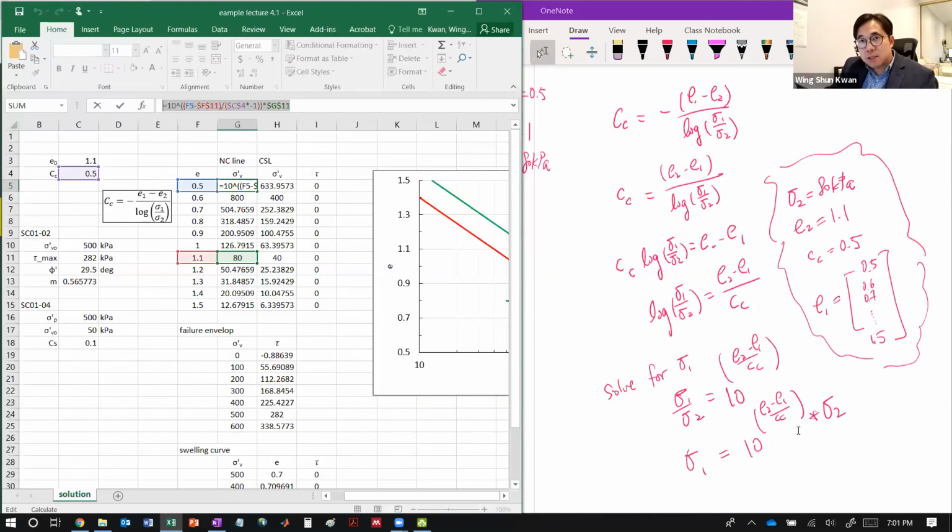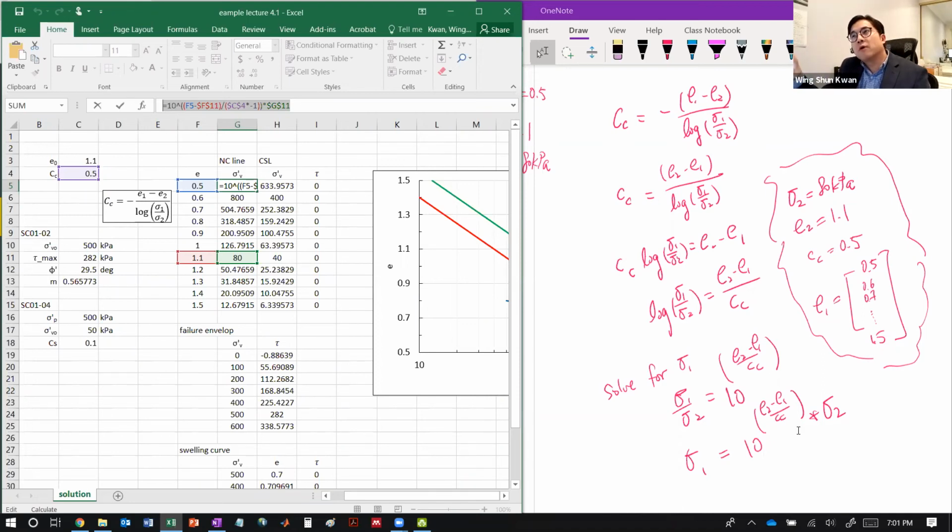This is from lab testing, representing the initial state of your site. If you think about your house right now sitting on a soil profile, and the soil of the foundation has a void ratio of 1.1, and the stress state acting on that is 80 kilopascal, that represents the initial stress state of the site: a point.